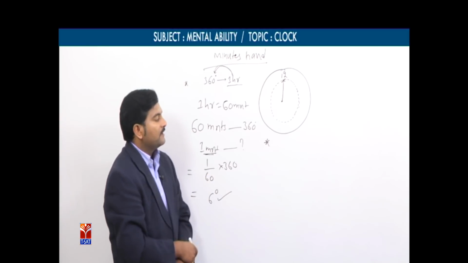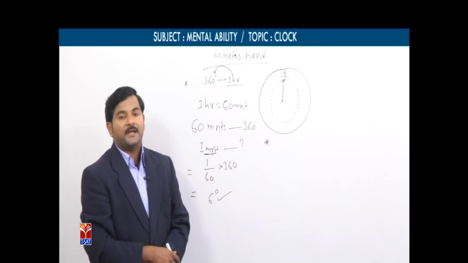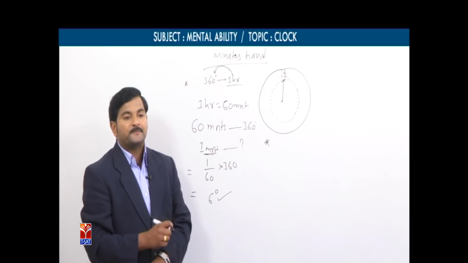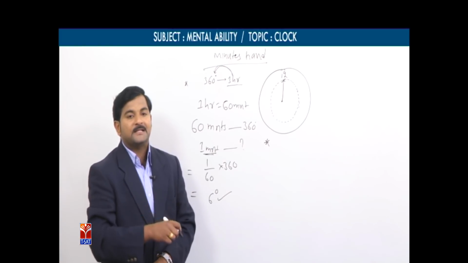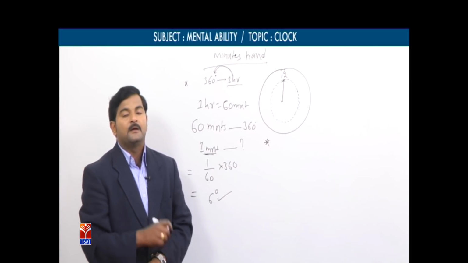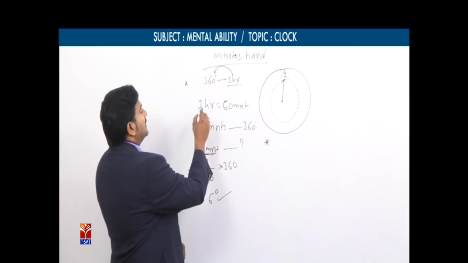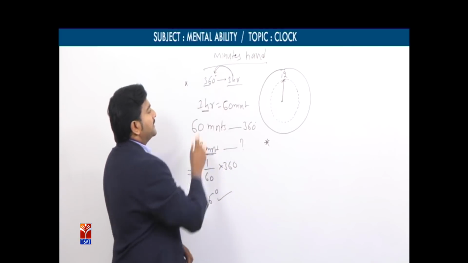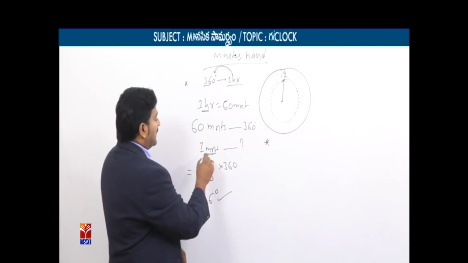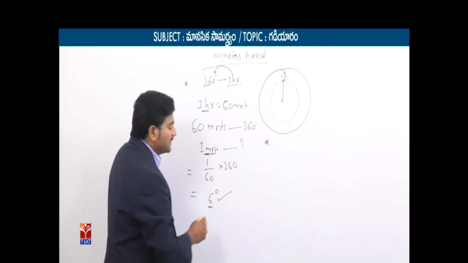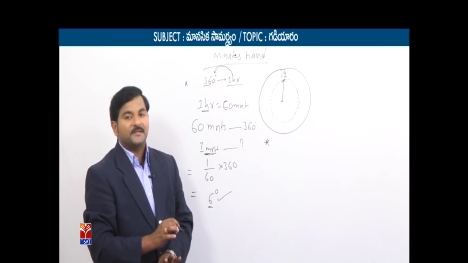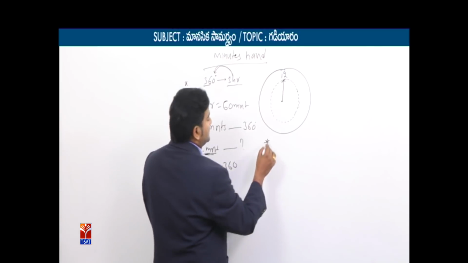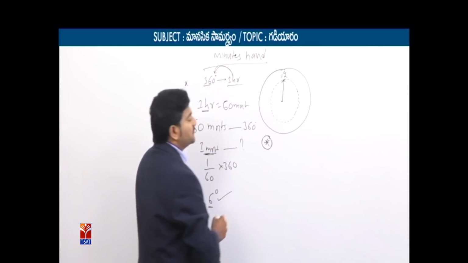In the span of 1 hour, the hour hand makes 30 degrees. In the span of 1 minute, the hour hand makes half a degree. Similarly, in the span of 1 hour, the minute hand makes 360 degrees. In the span of 1 minute, the minute hand makes 6 degrees. So based on these 5 points, again there is a previous question.